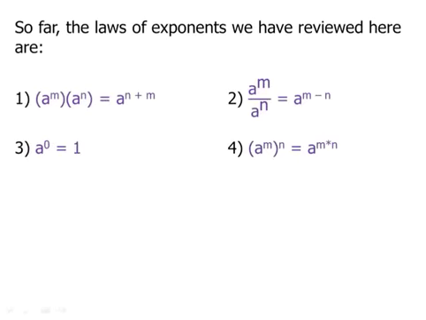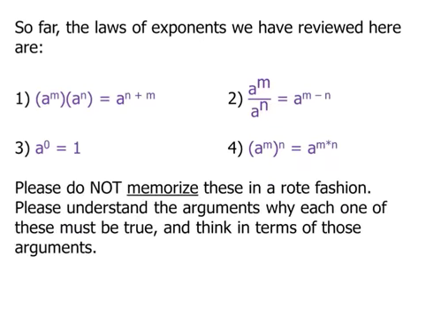So far, the laws of exponents we have reviewed here are: product of 2 powers means add the exponents, quotient of 2 powers means subtract the exponents, a to the 0 equals 1, and power to a power means multiply the exponents. And once again, please do not memorize these in an abstract rote fashion. Please understand the arguments. Going back to the fundamental definition of what an exponent is, understand those arguments and think through them, and then you'll really understand why they're true.